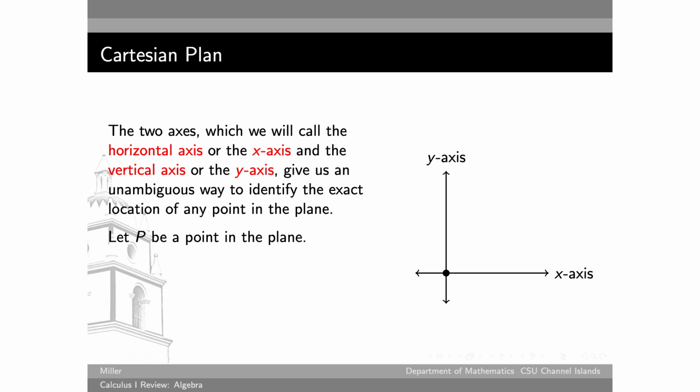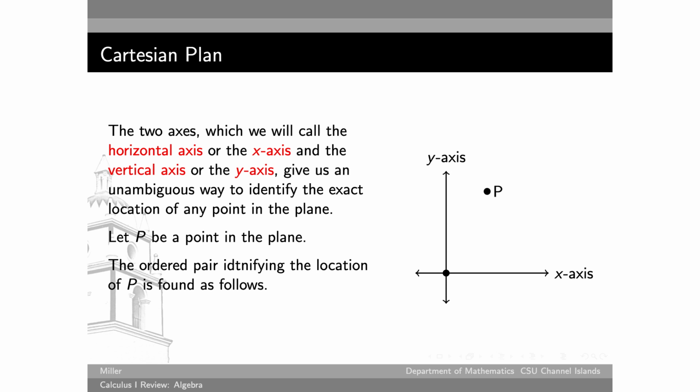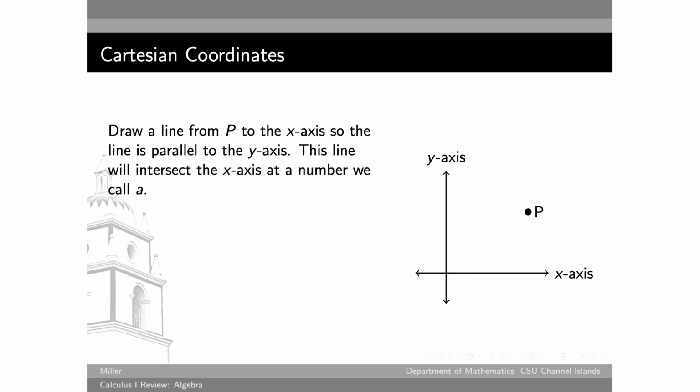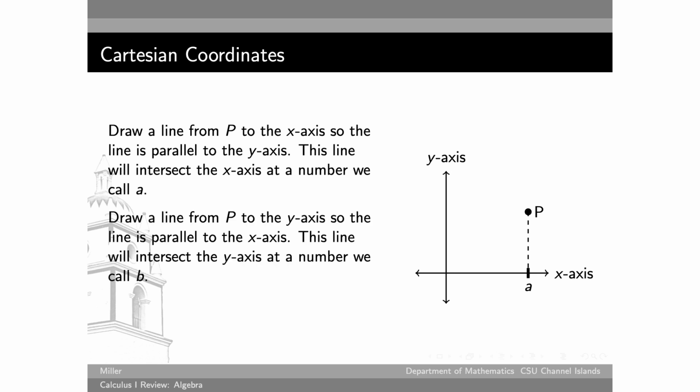Let's do that now. So let P be a point in the plane. The ordered pair identifying the location of P is found as follows. Draw a line from P to the x-axis so the line is parallel to the y-axis. This line will intersect the x-axis at a number we call A. Draw a line from P to the y-axis so the line is parallel to the x-axis. This line will intersect the y-axis at a number we'll call B.